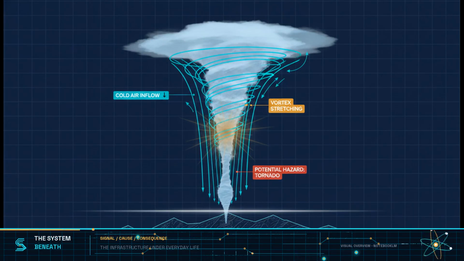This plunging cold air actually wraps right around the back of the mesocyclone. It physically pushes the rotating column downward and focuses it, squeezing it into a much tighter space. It's exactly like a figure skater pulling their arms in tight to spin faster. This vortex stretching process dramatically accelerates the wind speeds.